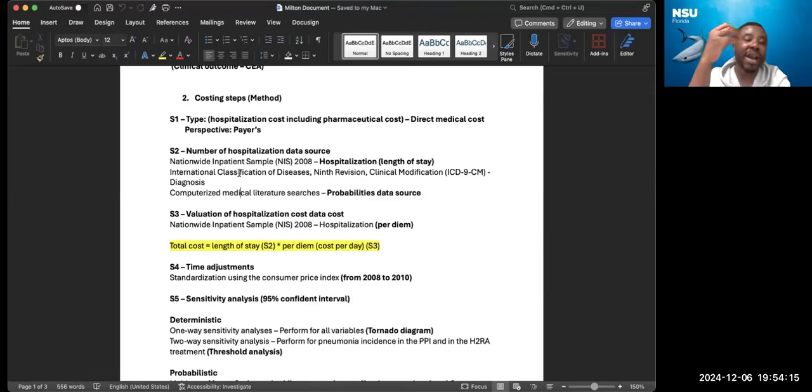For the number of hospitalization, that's costing step 2. Costing step 2 is just to quantify the number of times patients stayed in the hospital. So in the article, I showed you that, for example, those with no complication stayed for 14 days, and those with VAP stayed, I think, 42 days. So we are looking at where they had that data from. I've written here length of stay. So the length of stay is the costing step 2. They mainly had that data from the NIS, which is the Nationwide Inpatient Sample 2008, which is the one that gave us the length of stay.